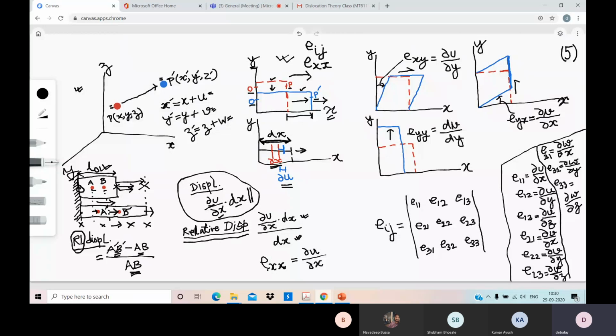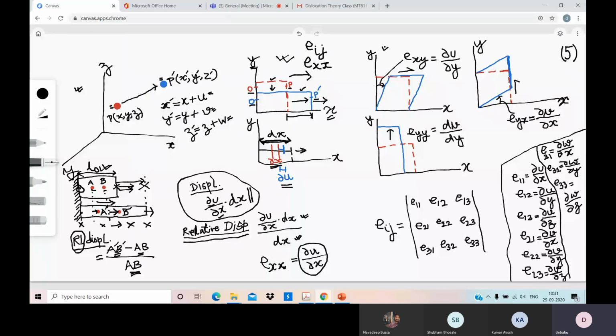So how much is the relative displacement in this case? Sigma xx, or rather exx, is equal to del u del x. So del u del x will give my relative displacement along the direction x, which is proportional to the direction x. So exx is del u del x, where u is the displacement along the x direction.